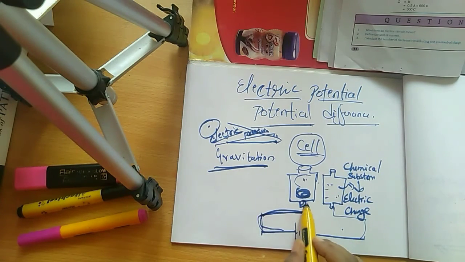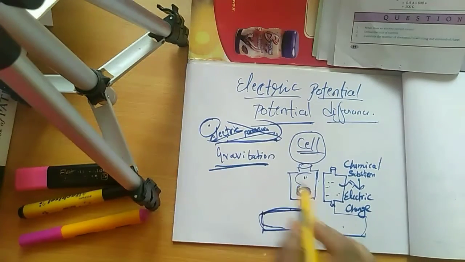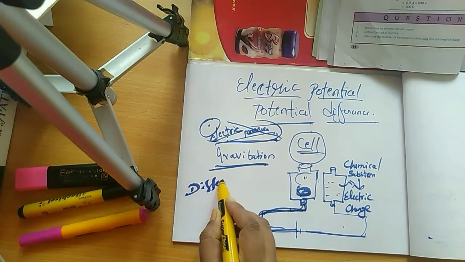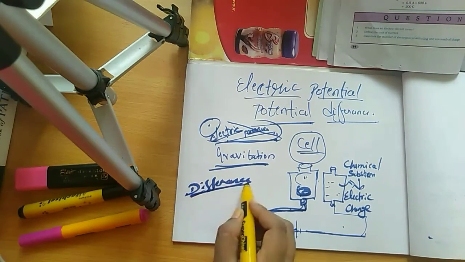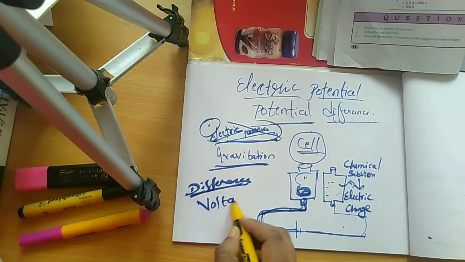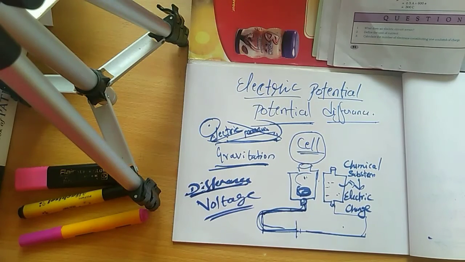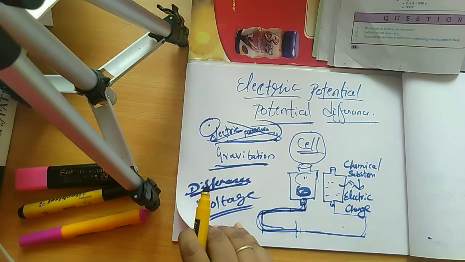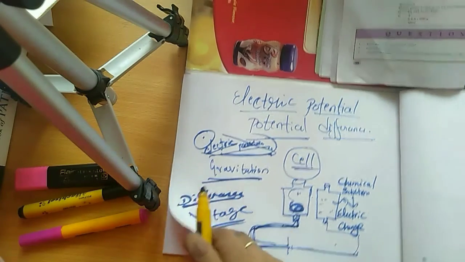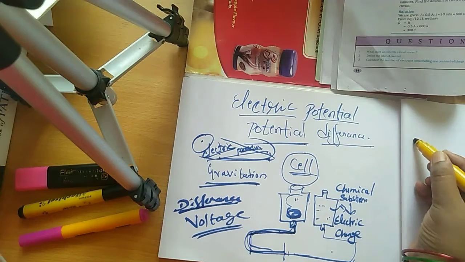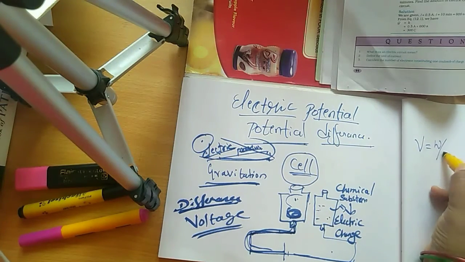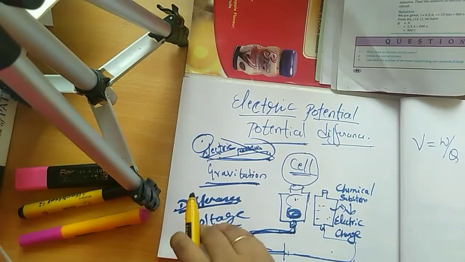When there is a pressure difference in electric charges, what is the difference? The potential difference is nothing but voltage. It is measured by a formula. What is it? V is equal to W by Q.